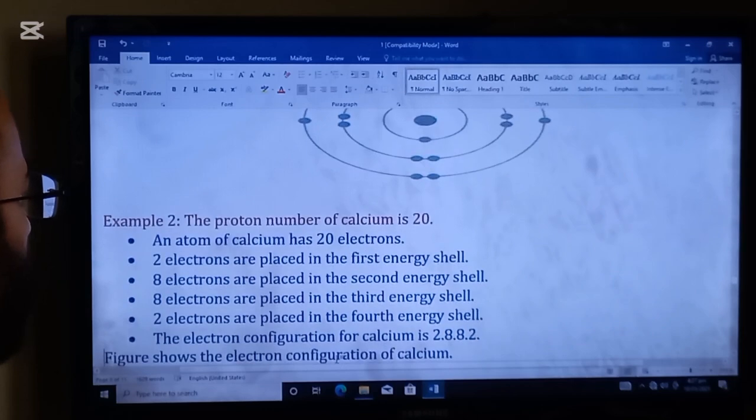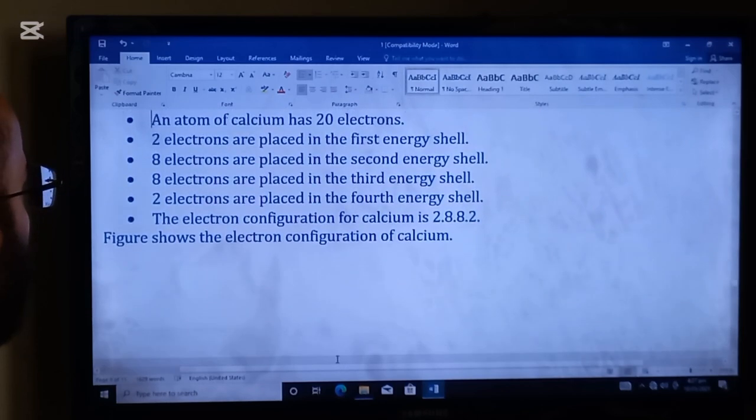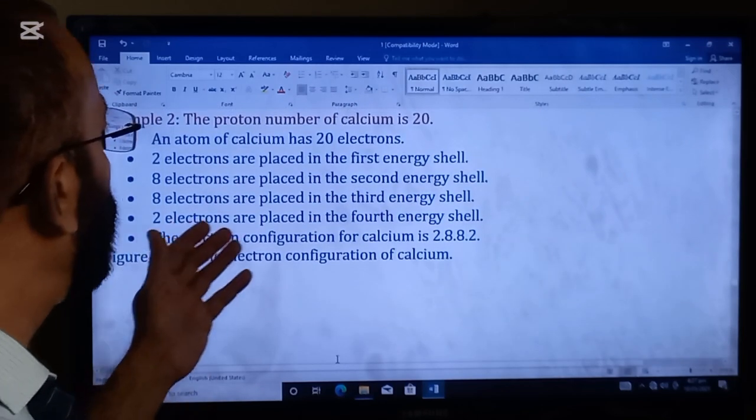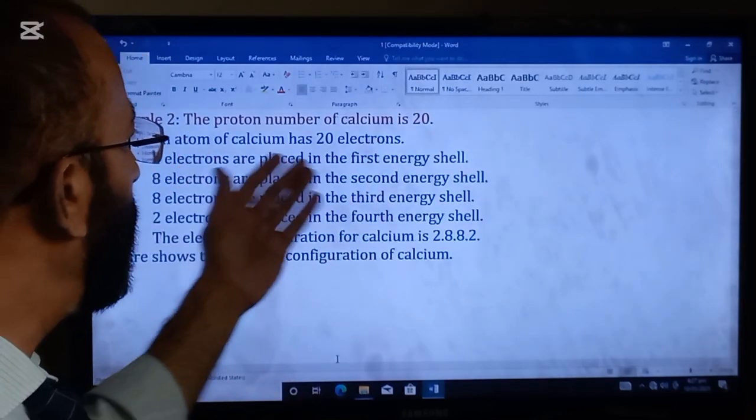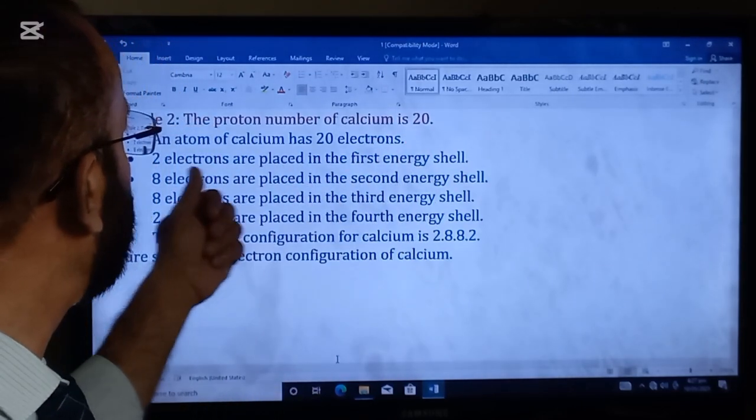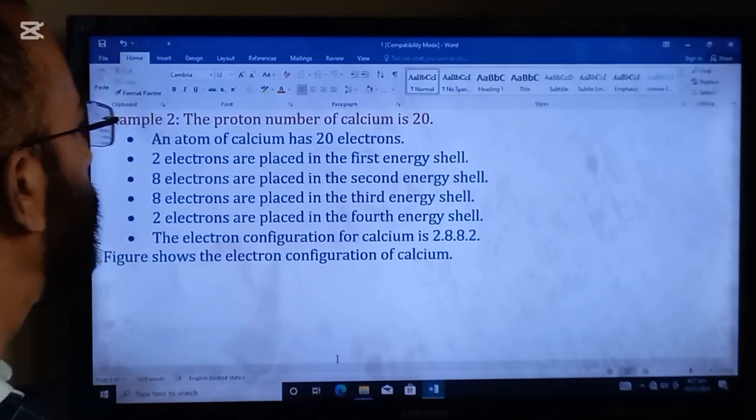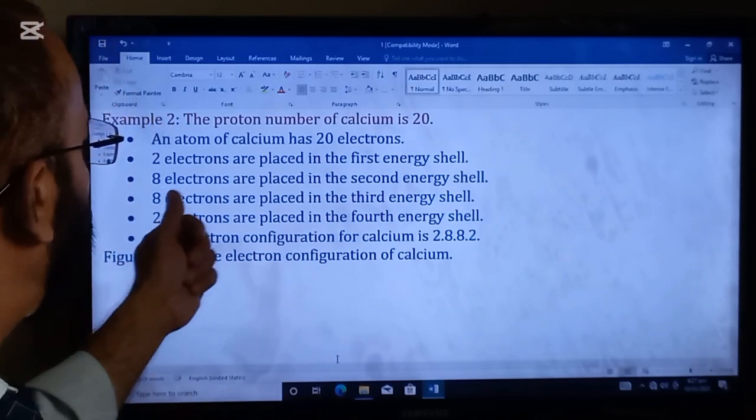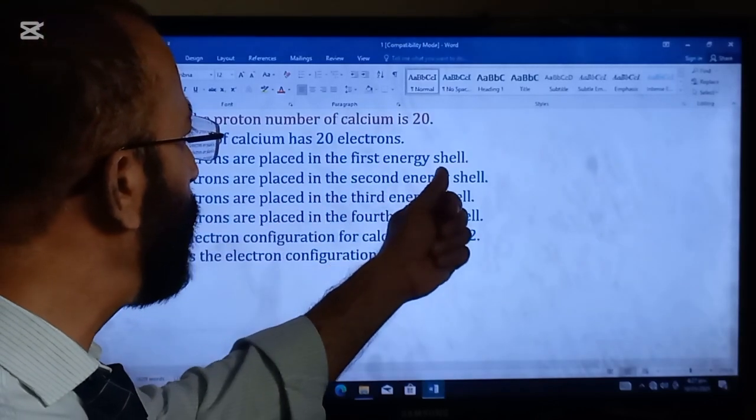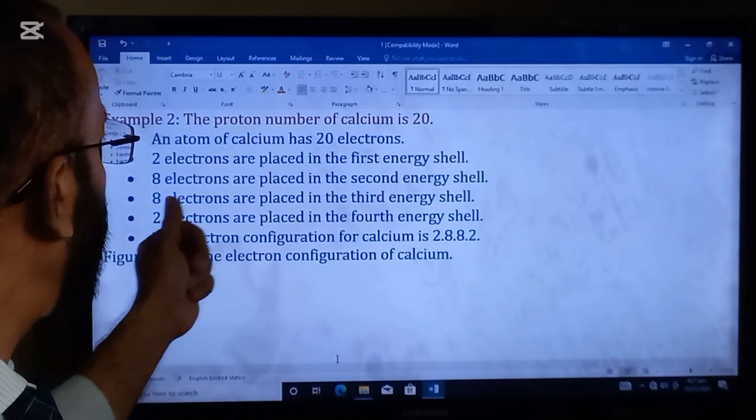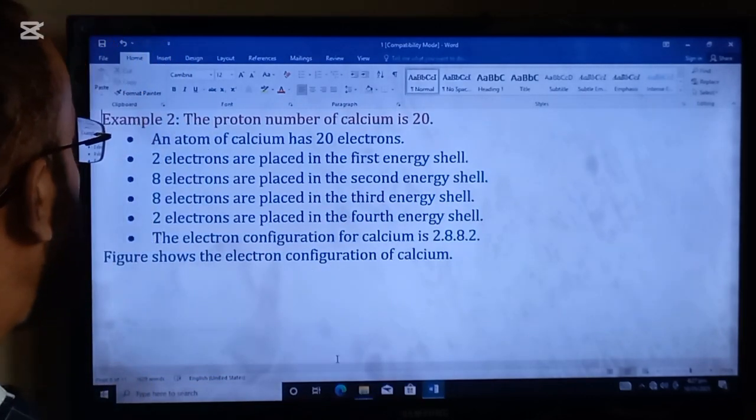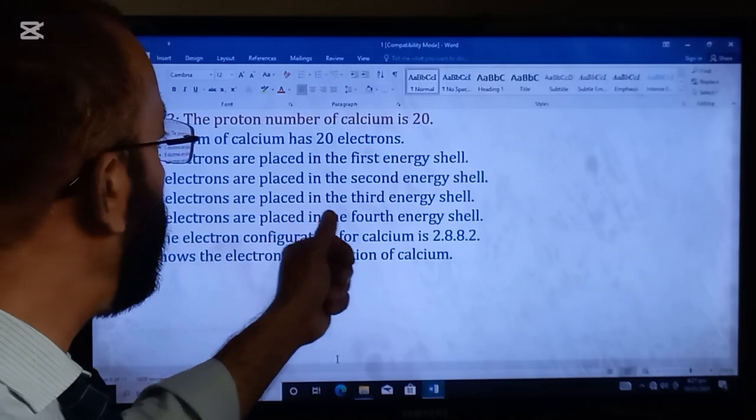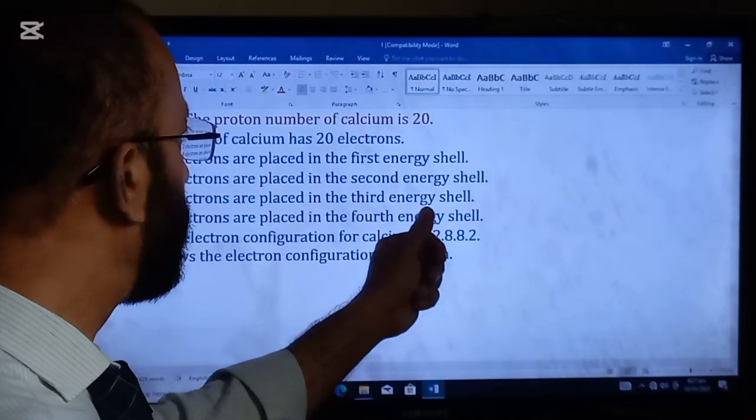And another example is here. The proton number of calcium is 20. So from here we can see the number of electrons will be 20. 2 electrons are placed in the first energy shell. 8 electrons are placed in the second energy shell. 8 electrons are placed in the third energy shell.